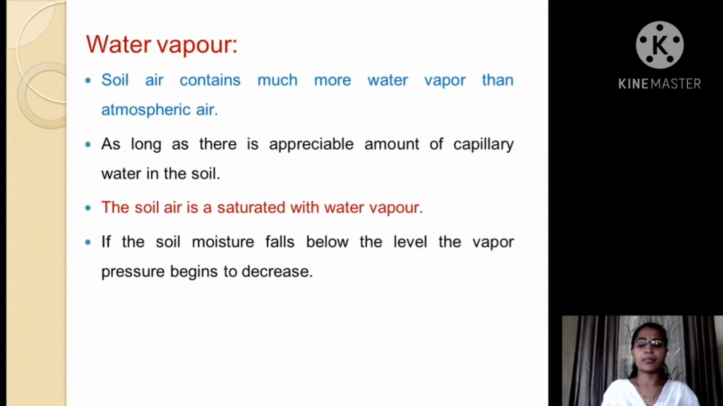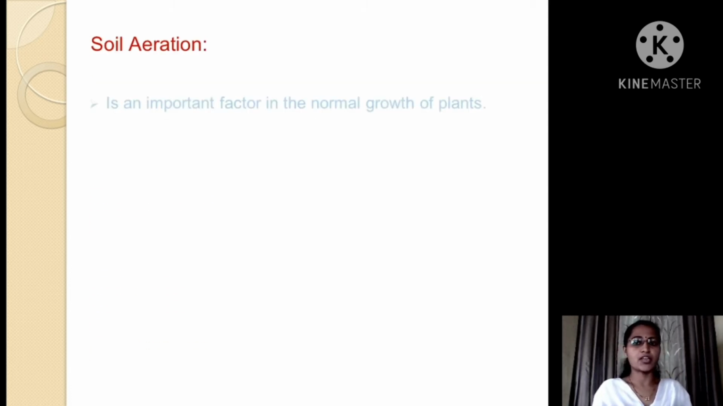Now focus on the next point, that is water vapor, the next composition. Soil air contains much more water vapor than atmospheric air, as long as there is an appreciable amount of capillary water in the soil. The soil air is saturated with water vapor, and if the soil moisture falls below that level, the vapor pressure begins to decrease. Now see the next one, that is soil aeration.